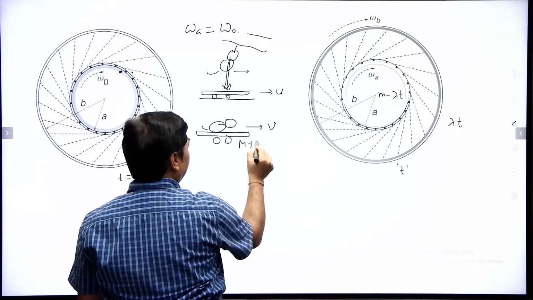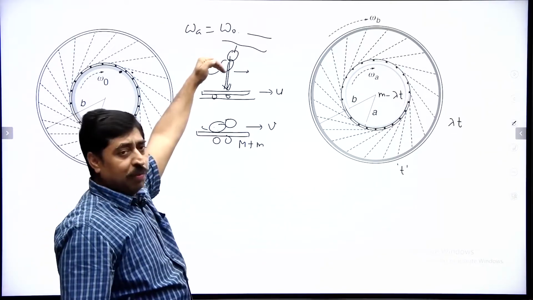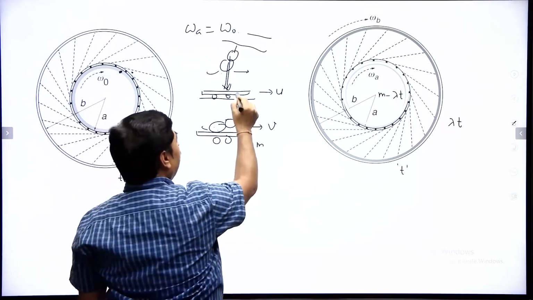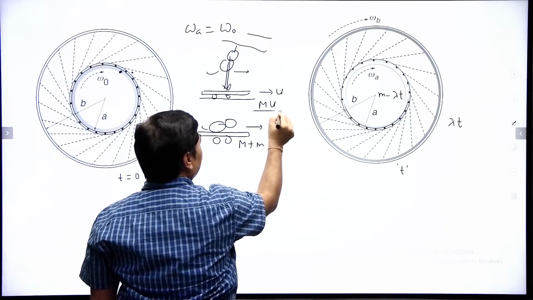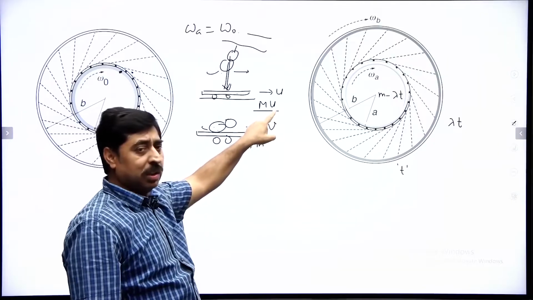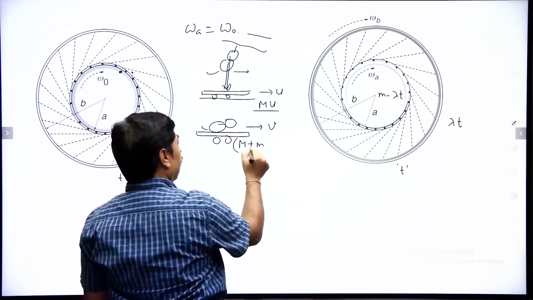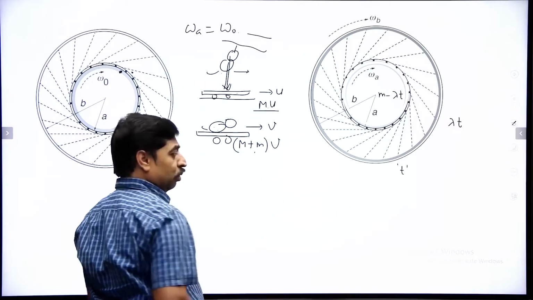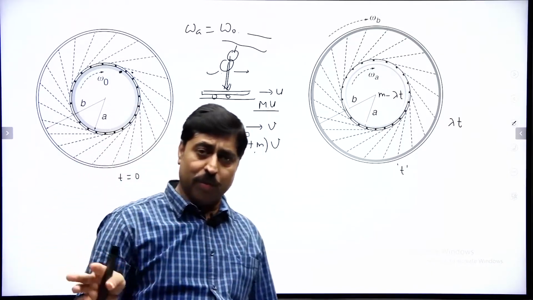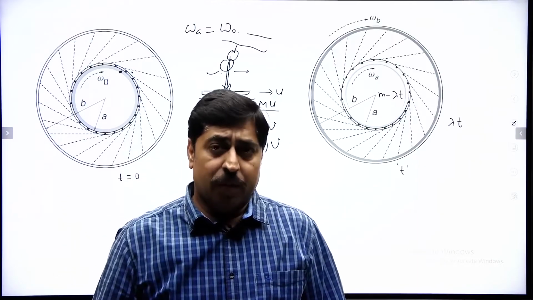So now m plus m mass is moving with velocity v in the horizontal direction, whereas just before the monkey lands, only m mass is moving with velocity u in the horizontal direction. So the horizontal momentum just before the monkey lands is this much, but after the monkey lands, it is m plus m times v. These two quantities should be equal, as there is no horizontal force acting on the system from outside.